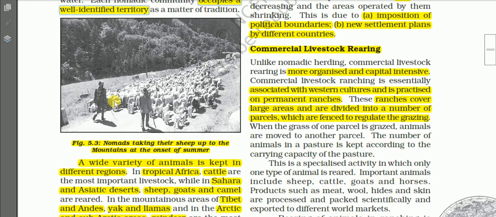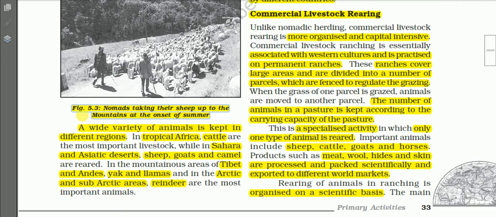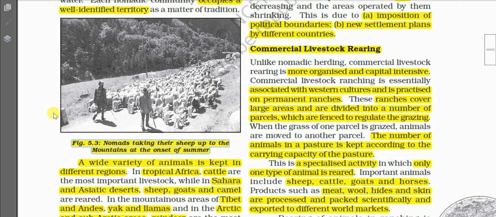And this figure number 5.3 shows a photograph. It depicts nomadic herding: nomads taking their sheep up to the mountains at the onset of summer, migrating. This is seasonal migration, which we will be learning later on.